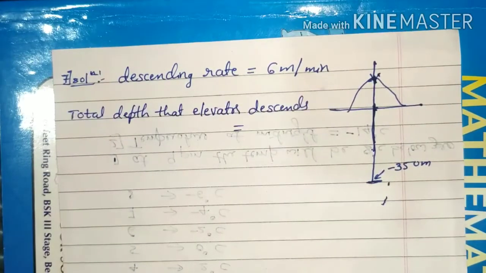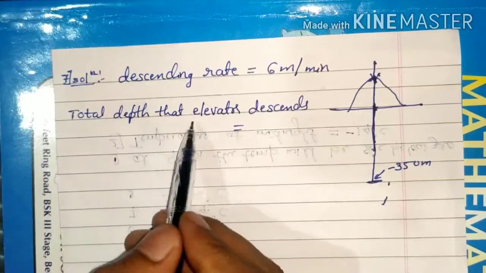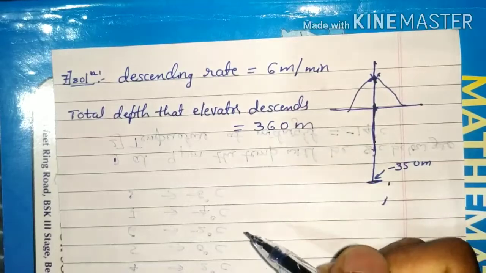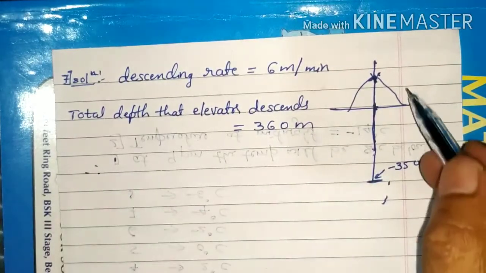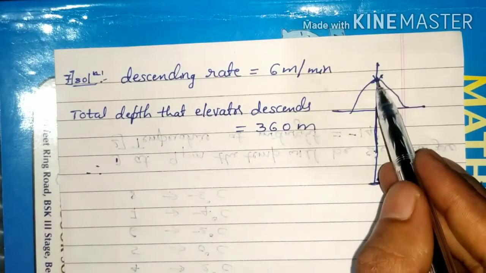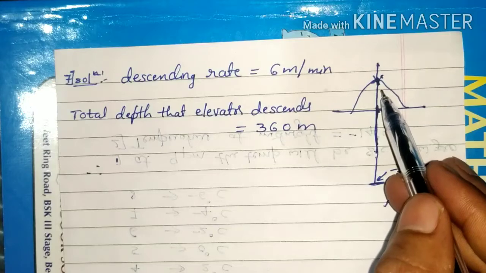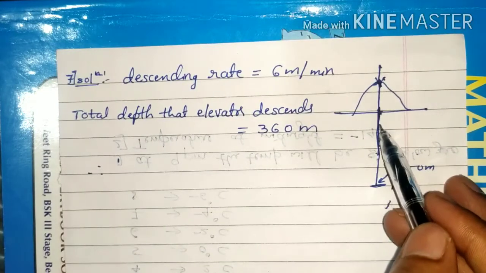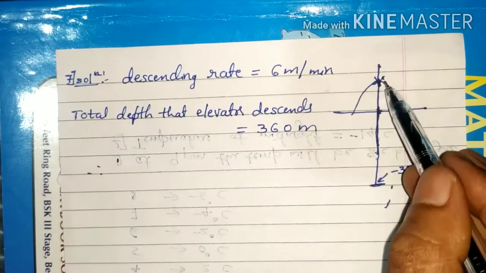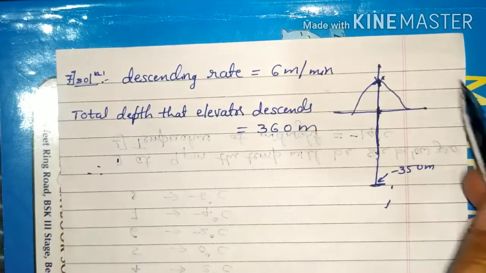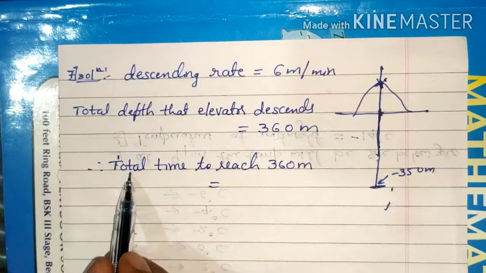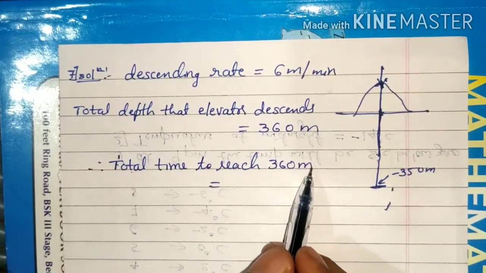That is the total depth that the elevator descends, 360 meter. So how long will it take to reach this? For 1 minute it reaches only 6 meter. For the second minute it reaches 12 meter. Like that, we have to divide this 360 meter by 6 meter, 6 meter, 6 meter. That is why we have to make use of division. So that is the total time to reach 360 meters.